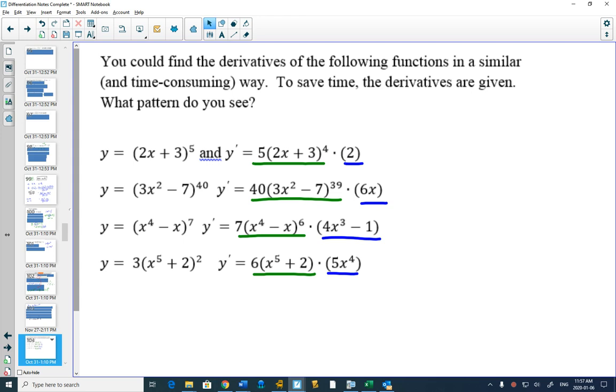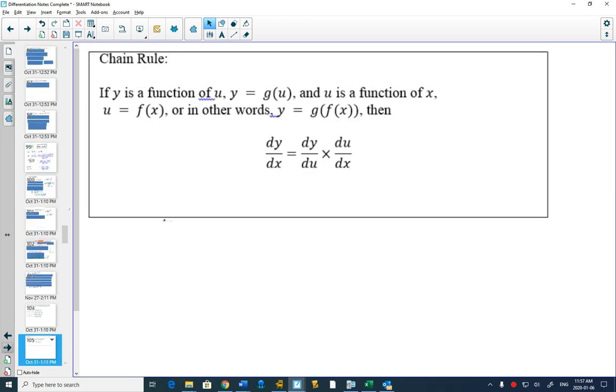Notation-wise, this is what notation of the chain rule says. Okay? In Leibniz notation, we do the derivative of the outside function multiplied by the derivative of the inside function. Not easy to see in the notation.